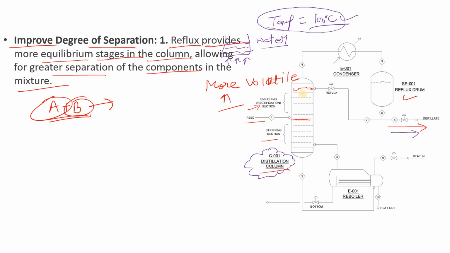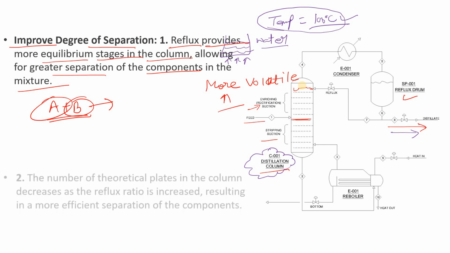Now it will mix with your liquid and it will also evaporate, or vaporize. But now it will evaporate at a lower temperature, and whatever heat this reflux stream possesses, it will give to the less volatile component. That means mass transfer and heat transfer will happen. So that's why here we have written that it provides more equilibrium stages.